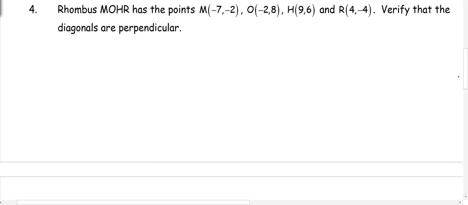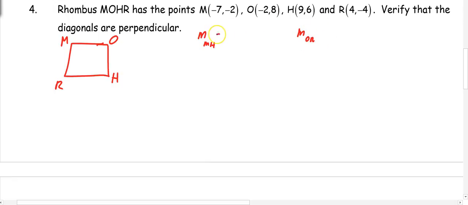Number 4, rhombus MORH has the points. Verify that the diagonals are perpendicular. So remember, if we're doing diagonals are perpendicular, that's like what we did above. We just need the slope. So if our rhombus is MORH, we need the slope of MH, and we need the slope of RO. So to get my slope of MH, 6 minus -2, 9 minus -7. So we would get 8 over 16, which reduces to 1/2.